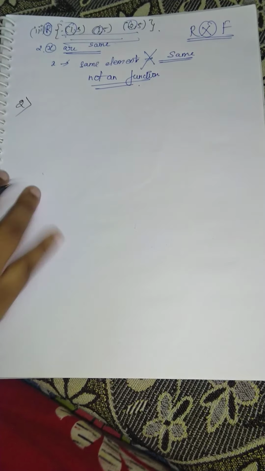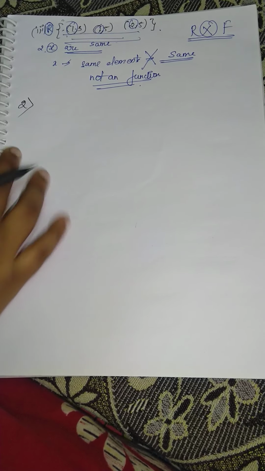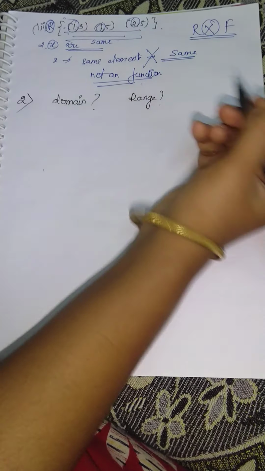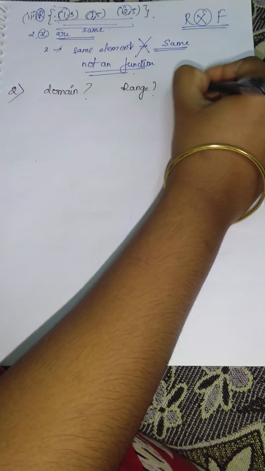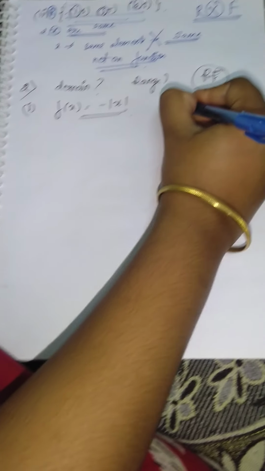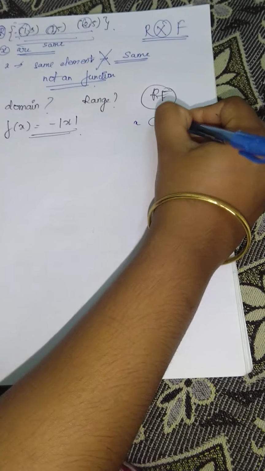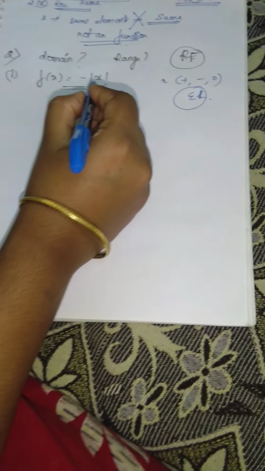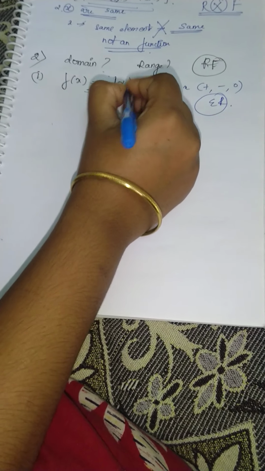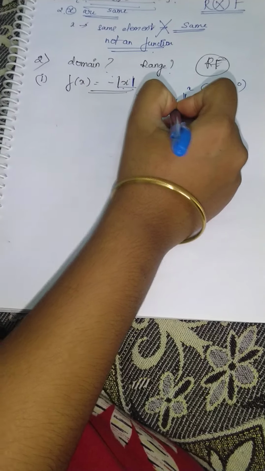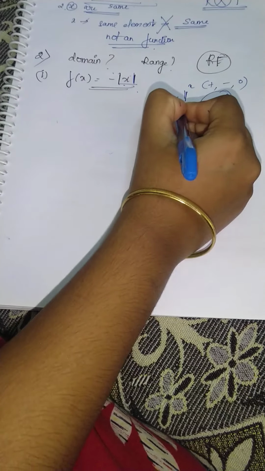The second question of your exercise 2.3 is: find the domain and range of the real function given in your question. The first subdivision of this is f of x is equal to minus of modulus x. Remember that if a value x is given, it may be positive, negative, or 0, anything, but it is a real number. Whatever is put inside this symbol is called a modulus. You have to pronounce it as modulus of x.